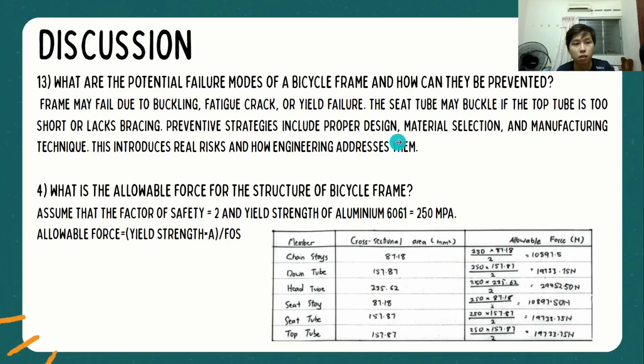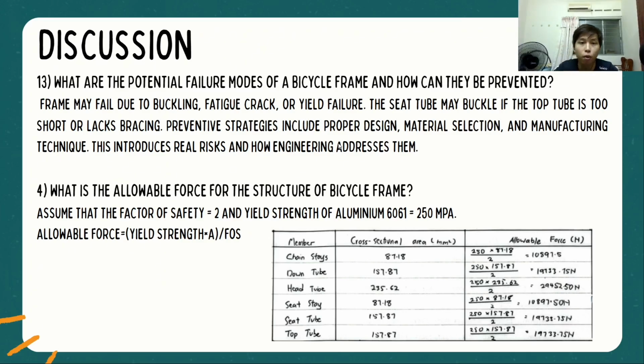After that, what are the potential failure modes of a bicycle frame? A frame may fail due to buckling, fracture, crack, or yield failure. The seat tube may buckle if the top tube is too short or lacks bracing. Preventive strategies include proper design, material selection, and manufacturing technique. This introduces real risks and how engineering addresses them.